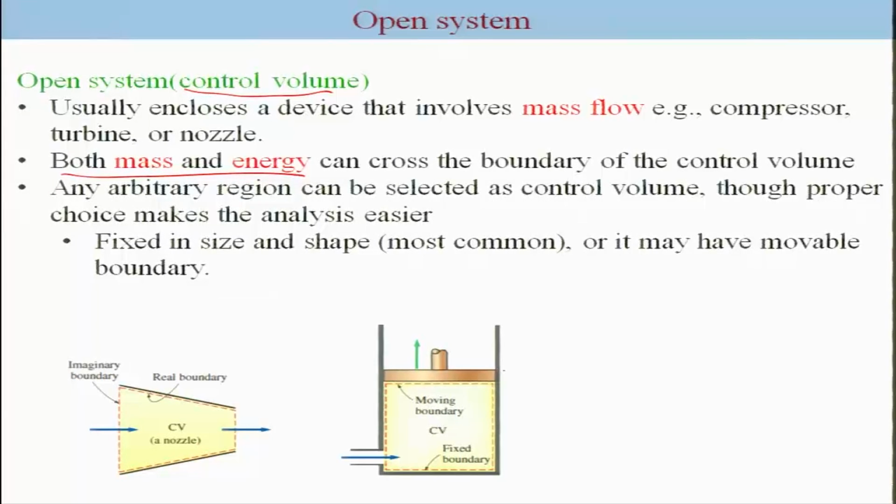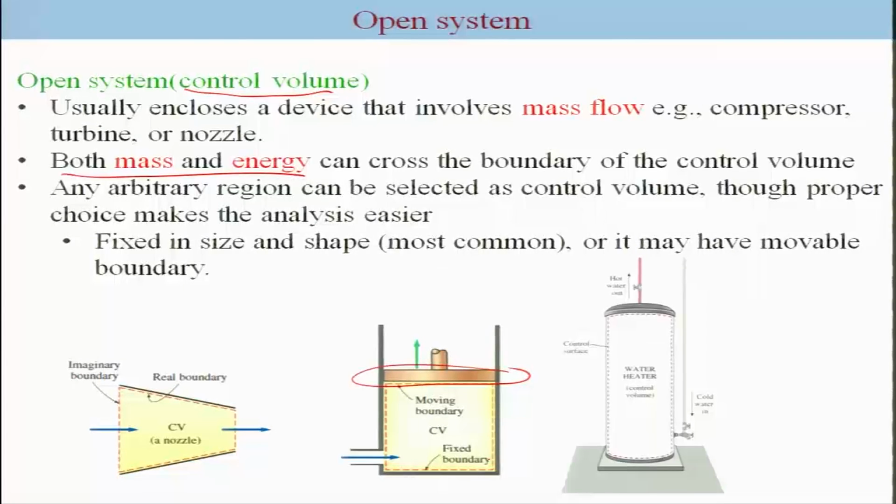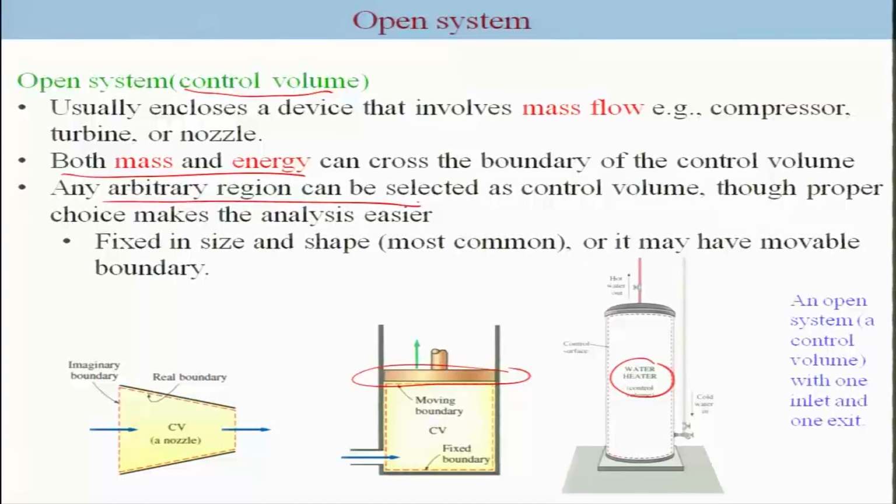Now this is an example where one boundary is movable, the others are fixed. And this is an example where the boundary is completely fixed for the control volume. This is an example of a water heater. So a control volume can be any arbitrary region which would help in analyzing the system. There is no specific way to define a control volume. It is entirely dependent on yourself. In order to solve a certain problem, you have to define the control volume more thoughtfully.